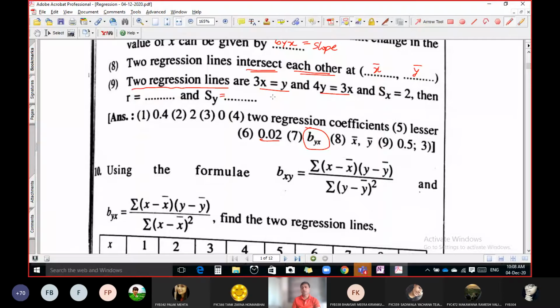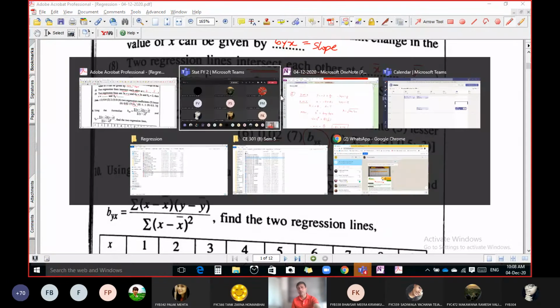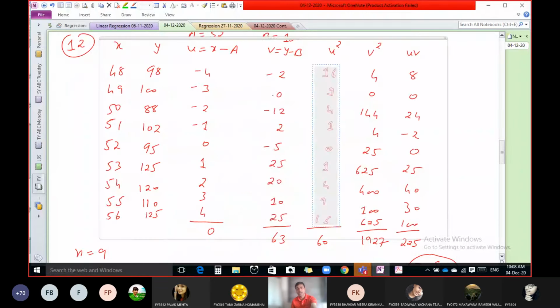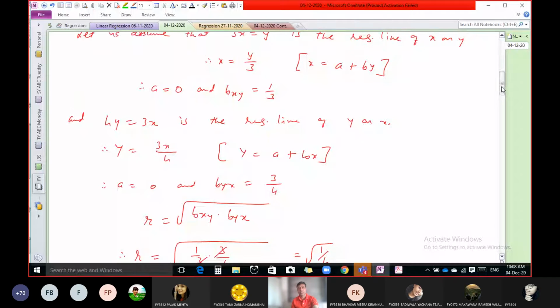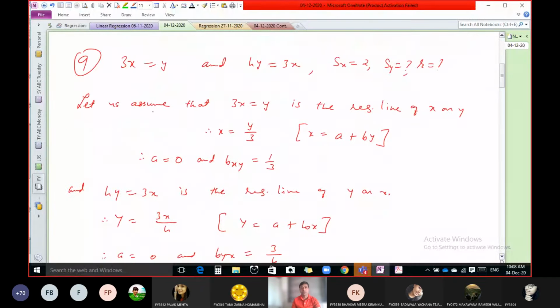Now here, because we don't know whether this is the regression line of x on y or y on x, you have to first of all assume. You can assume anything, either x on y or y on x. So let us assume that 3x equal to y is the regression line of x on y.